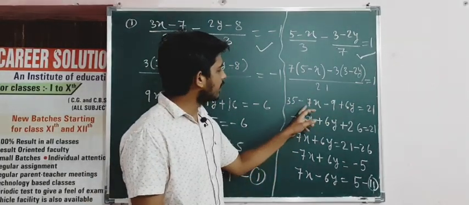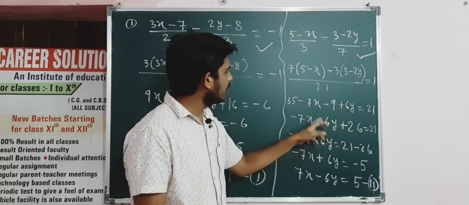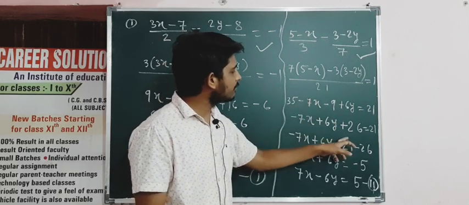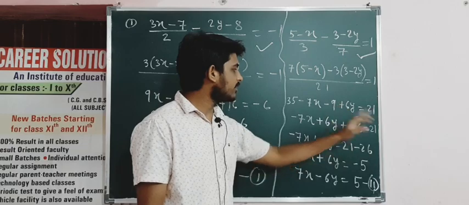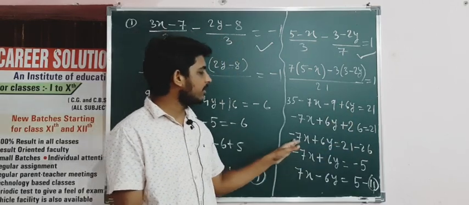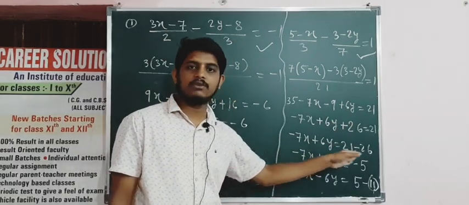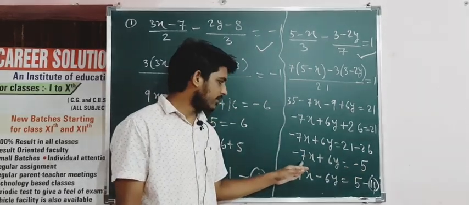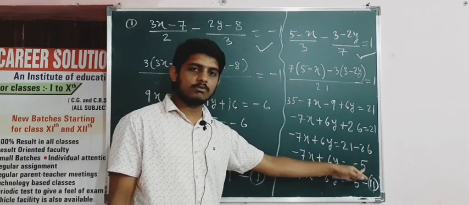After solving it, minus 7x plus 6y and 35 minus 9 becomes plus 26. Now 26 will transfer to the other side of the equal sign, so minus 7x plus 6y equals 21 minus 26, so minus 7x plus 6y equals minus 5.